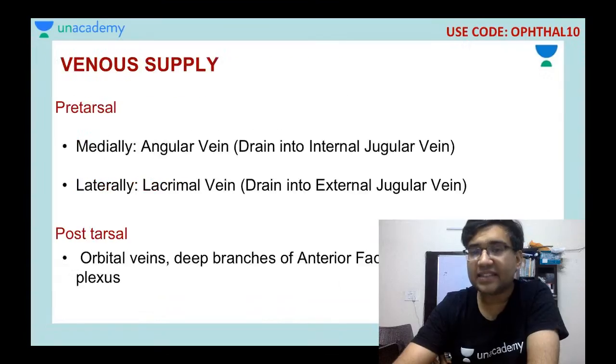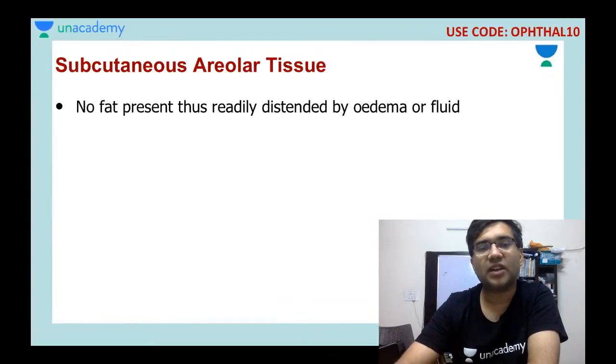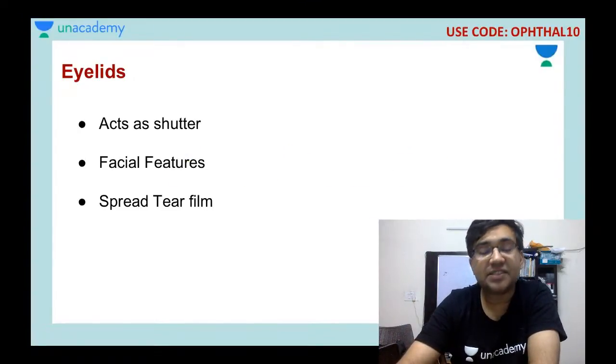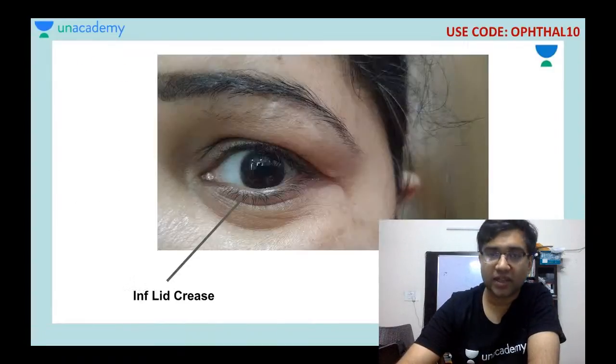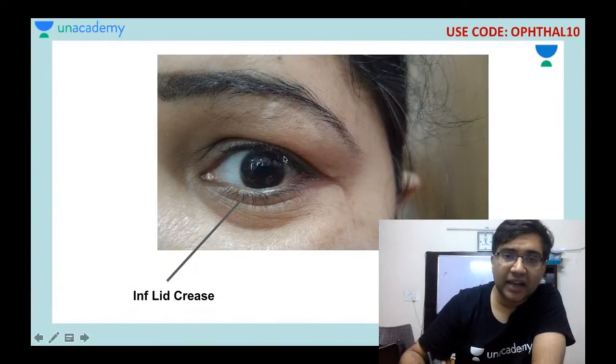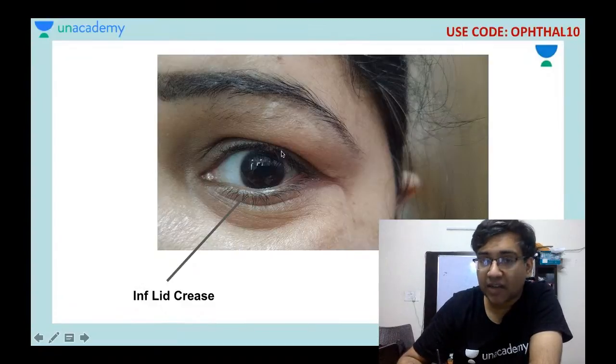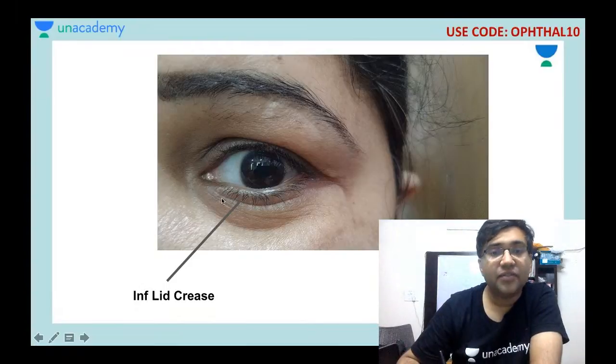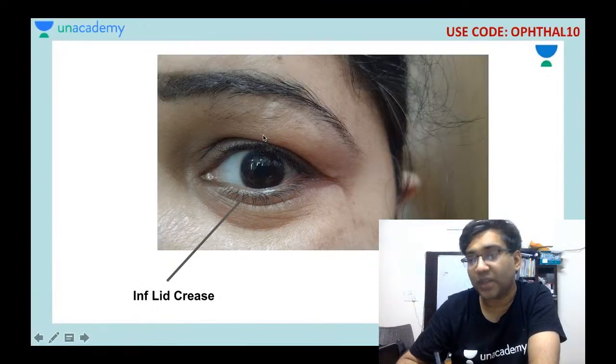So before I end the session, there is a quick recap of what I told today in the eyelid anatomy. The eyelid basically acts as a shutter, makes your facial features, spreads the tear film, and also makes the nasolacrimal apparatus. In the eyelid, you should be knowing about the various parts of the eyelid, the superior eyelid and the inferior eyelid. The superior eyelid basically covers 2 mm of the cornea. You have the eyelashes there anteriorly. We have the medial canthal tendon and the lateral canthal tendon. We have the inferior lid crease and the superior lid crease.